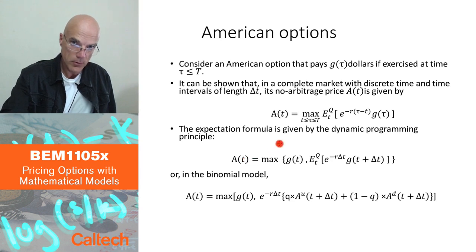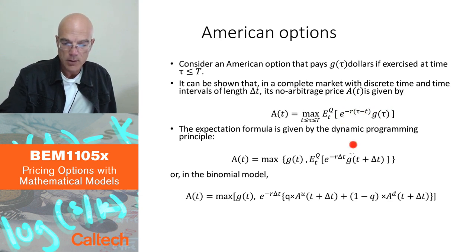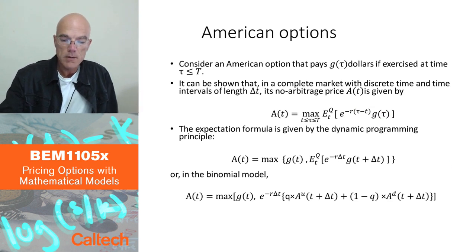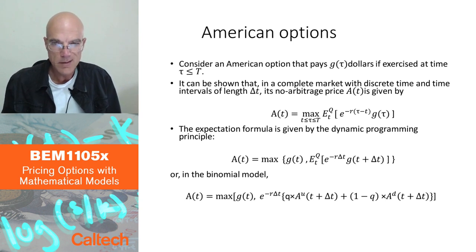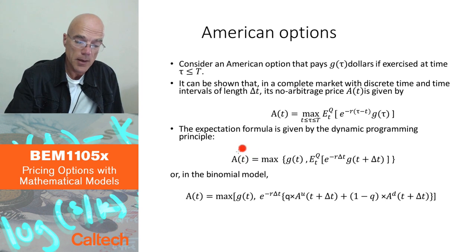Again, like for a European option in the binomial tree, I want to make a connection between today and t plus delta t. Here I have the connection with possible maturities, but here I want a connection from t to t plus delta t. So the dynamic programming principle, which I will not prove, but it's also intuitive, hopefully, says that the price today of an American option is a maximum between two things.